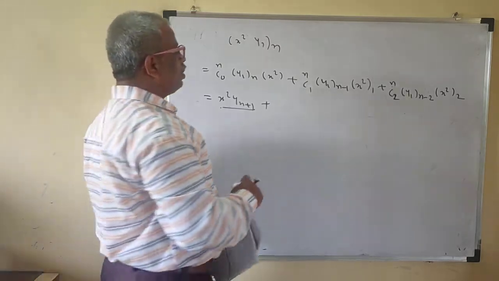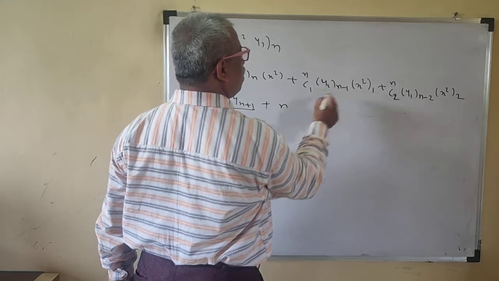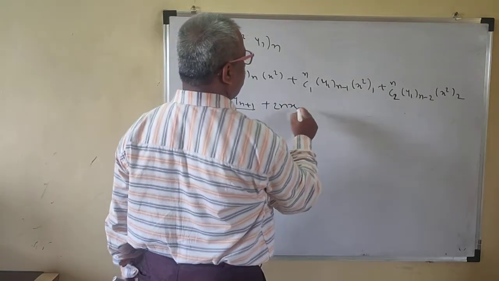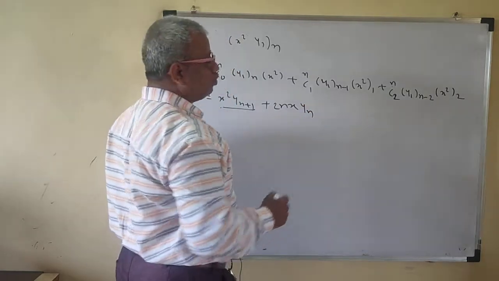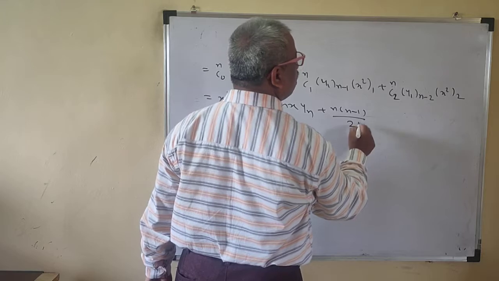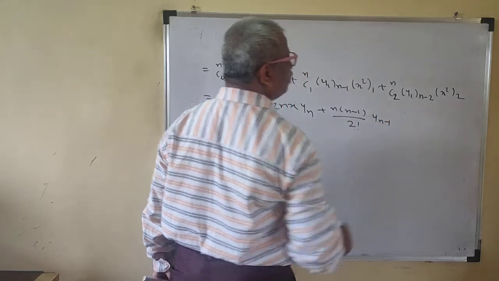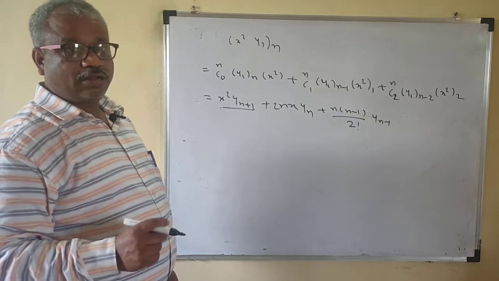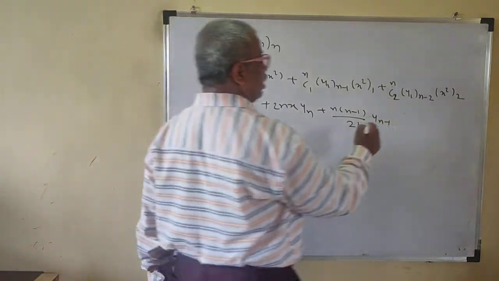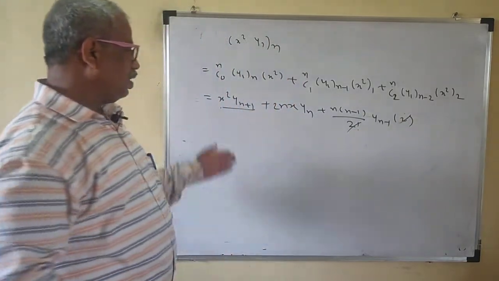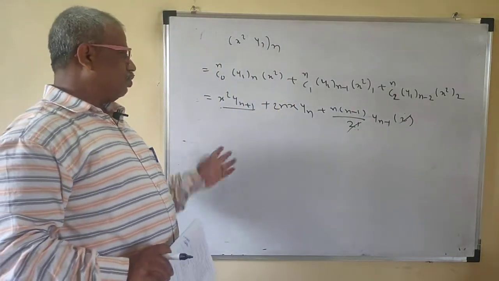Okay, so nC1 is n. Then the derivative of this is what? Twice x. So twice nx y_n. Then nC2 means what? n into n minus 1 upon 2 factorial into y_(n-1), the second derivative of this is 2. Okay, second derivative is 2. So these two get cancelled and just take this. Okay, so this will be the answer.